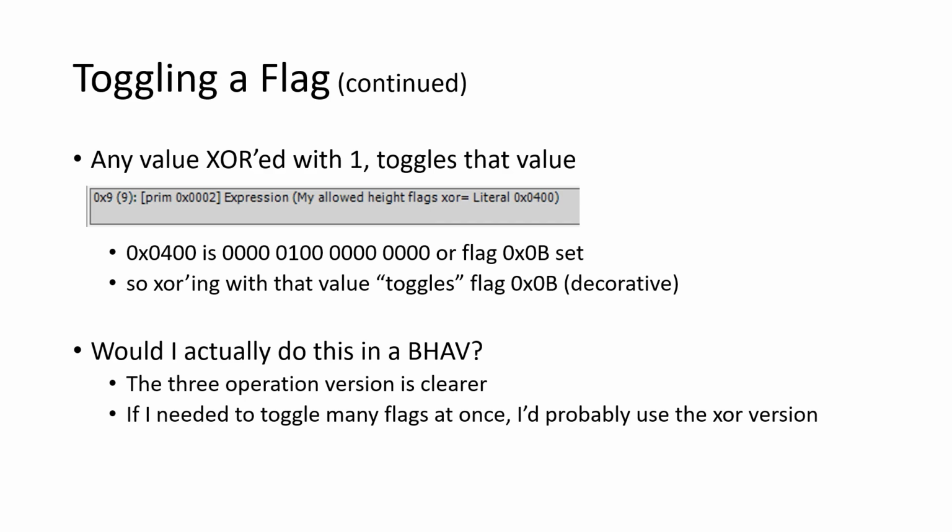If I wanted to toggle 4 or 5 or 16 flags, toggle every flag in a word, I'd probably use XOR, because if I had 12 flags to toggle, 12 times 3 operations is 36. By the time I've written something out 36 times and copied and pasted it, I will have certainly forgotten to change one of the values, and I will have introduced an error. So if I was doing a lot, I'd probably use the XOR. If I'm only doing 2 or 3, I'd do them explicitly.